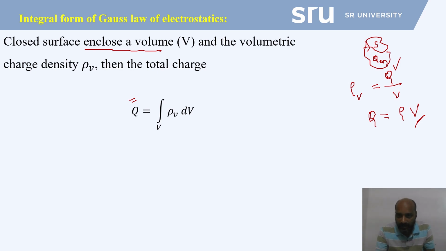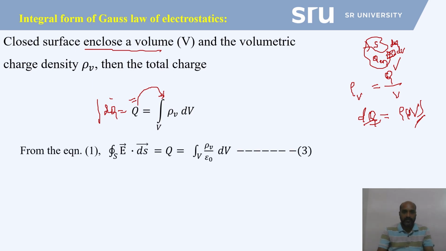What does it mean? This is dq, the small amount of charge if that volume is dV. I mean, you are selecting a small segment of volume. In this small segment of volume, the amount of charge is dq. So the total charge will be equal to the integral of dq. Now you are changing the charge into integral form.